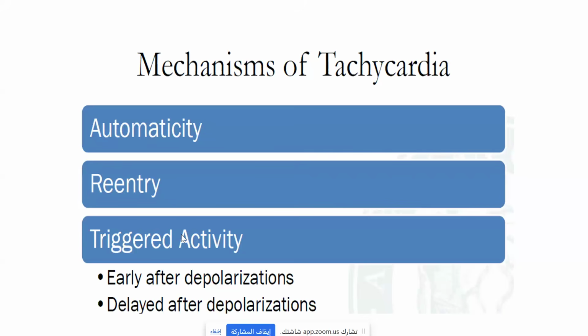Triggered activity is in the form of afterdepolarization, which occurs either during or after the finish of the repolarization, in two kinds of triggered activity: either early afterdepolarization or delayed afterdepolarization. All of these things are just a reminder.